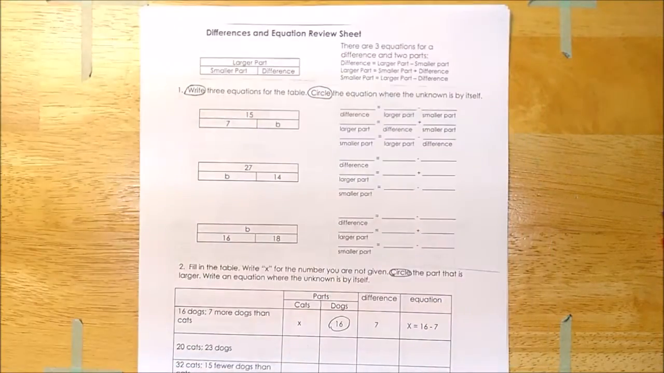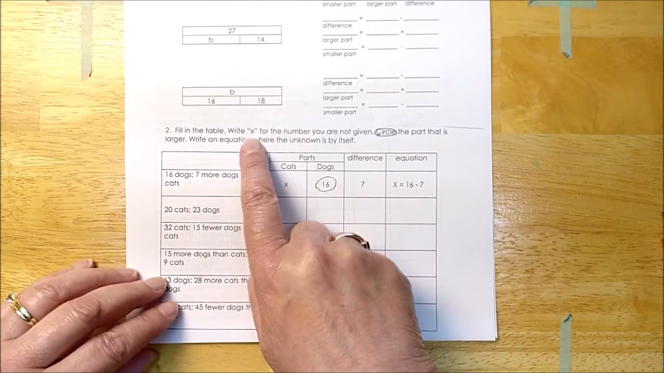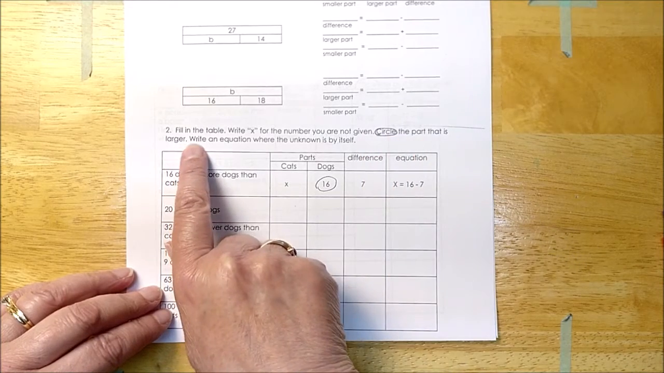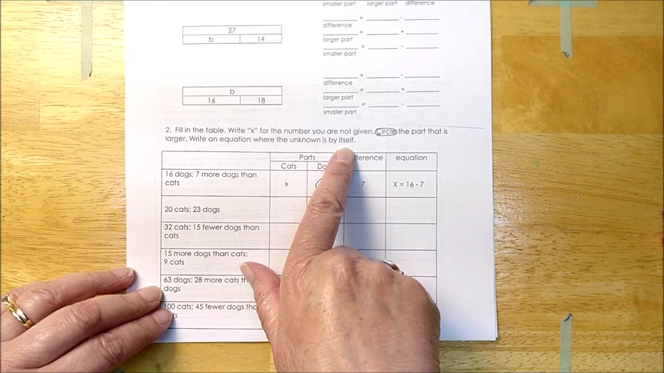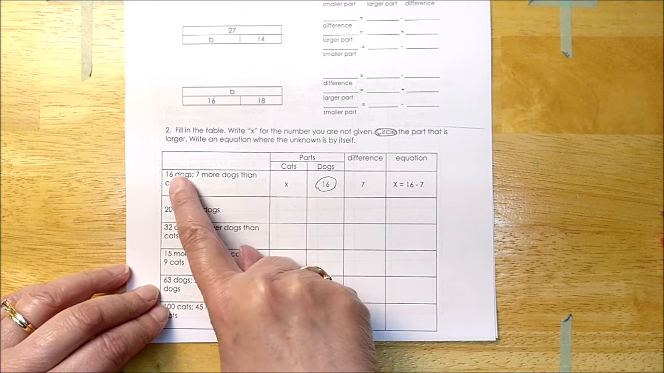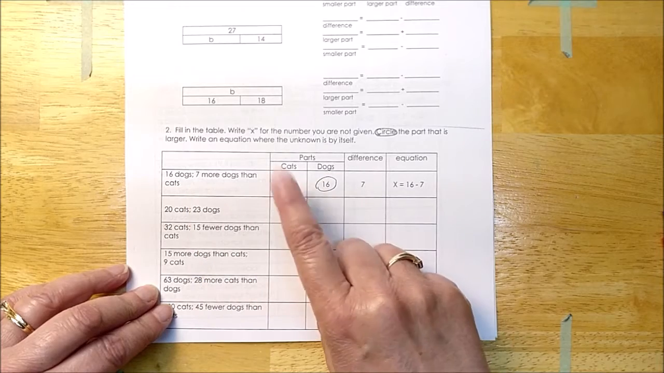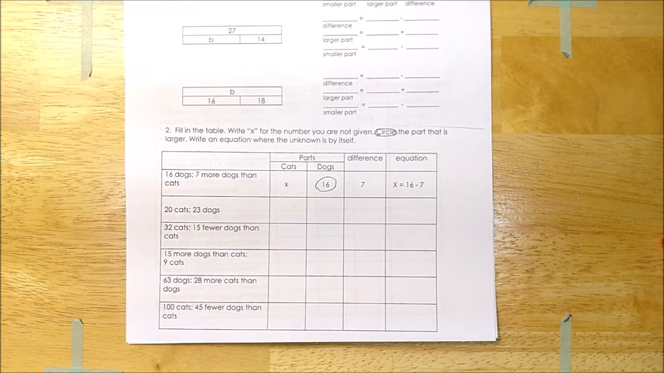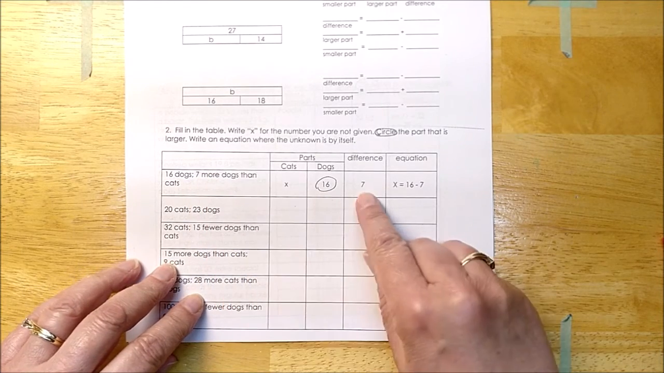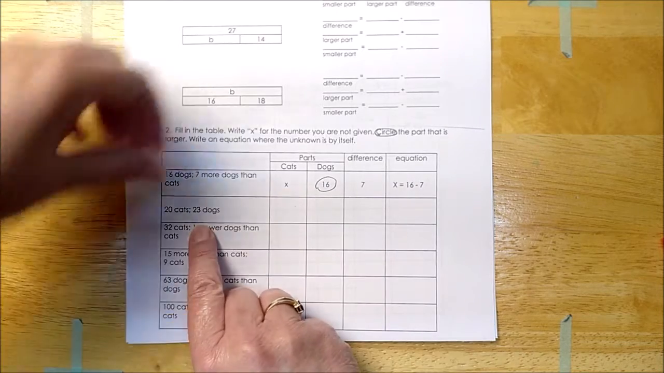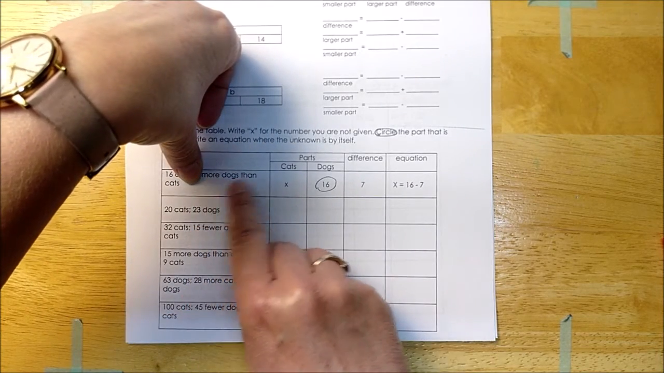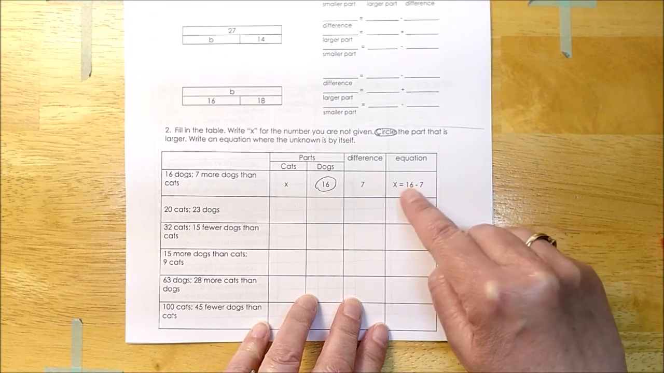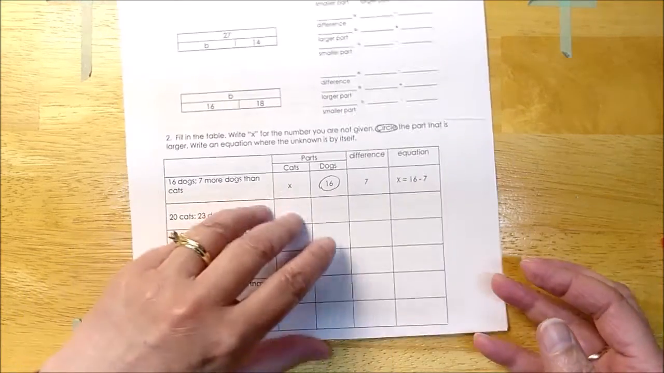Then for number 2, you need to fill in the table, write X for the number you are not given. Circle the part that is larger. Write an equation where the unknown is by itself. So here's the first question. There's 16 dogs. There's 7 more dogs than cats. So I said I had 16 dogs, 7 more, which means that is my difference. And so I don't know how many cats I have, and I cover up that word 7. There are more dogs than cats, so I said that's my big number, and because I have my big number, it's going to be a subtraction problem, so 16 minus 7. So that's how you're going to do that.